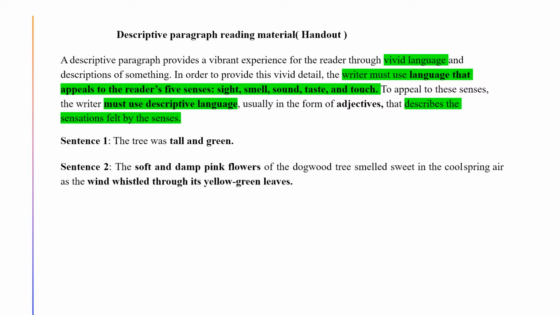In the first session, we will draw our students' attention to the main elements of descriptive paragraph writing. What is it? That they should use vivid language. The writer must use language that appeals to the reader's 5 senses, that is, sight, smell, sound, taste and touch. In other words, use descriptive language.